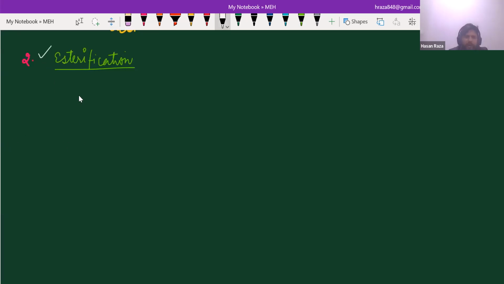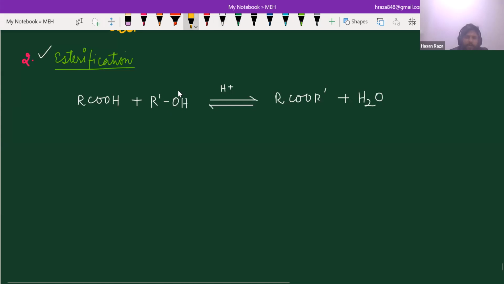So see, esterification. You have studied this in class 10th also: carboxylic acid reacts with alcohol in the presence of acid to form ester, and this is how the ester will form. RCOOR', and there will be removal of water. Here, basically, this OH and this H will be removed, and this R will go with this. In this way, you can easily prepare the ester. So please do write it.